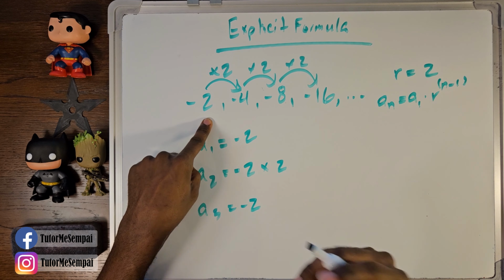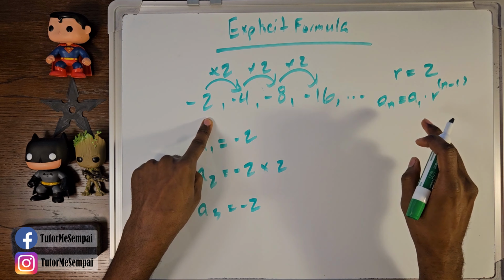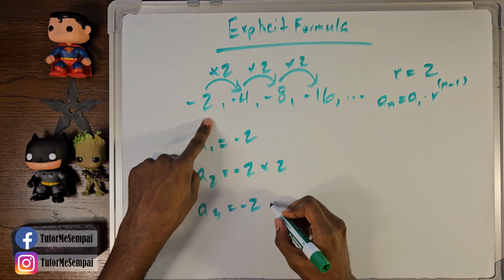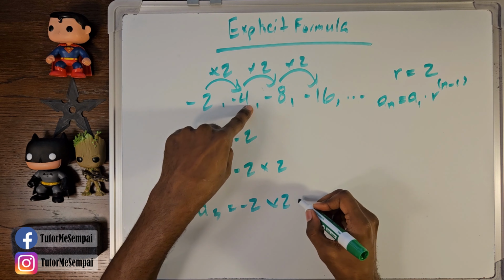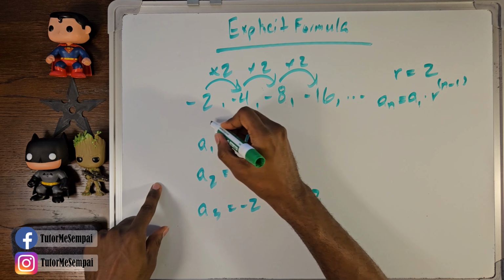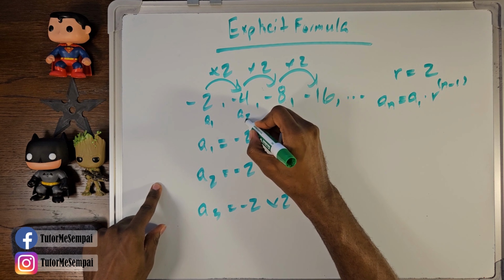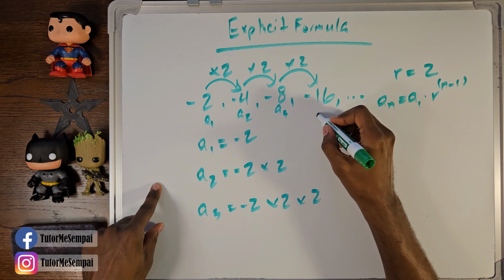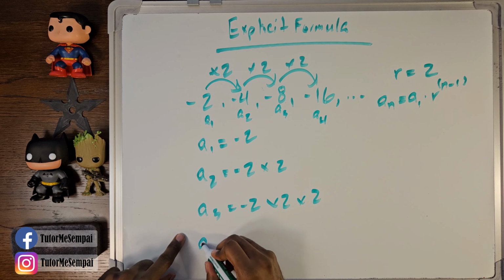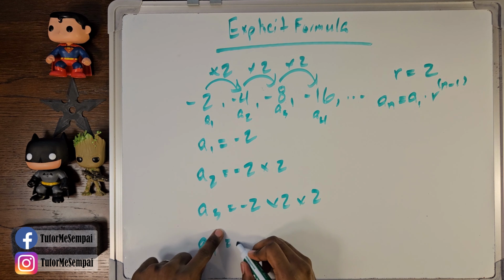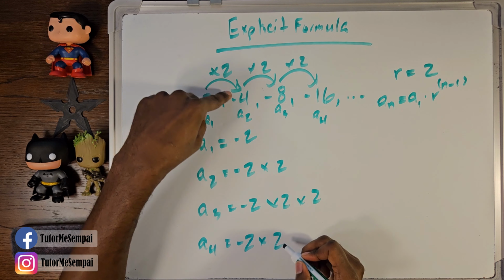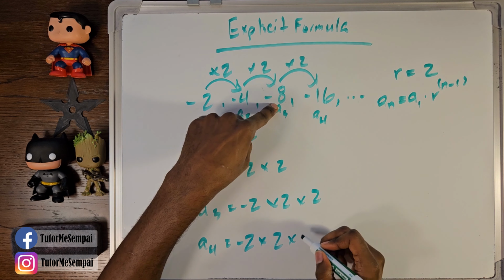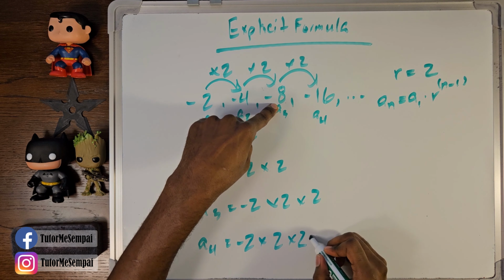1. Remember, this is our explicit formula. We always start at your first term, a sub 1, and we're going to multiply times 2, multiply times 2 again, and we're going to get to a sub 3. If we want to go to a sub 4, we would have -2 from our a sub 1 times 2 times 2 times 2.